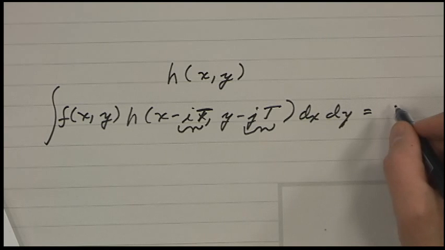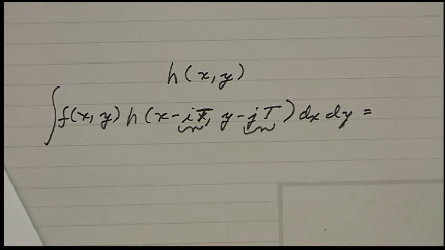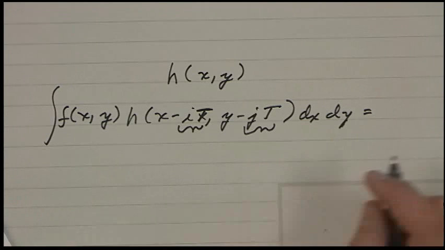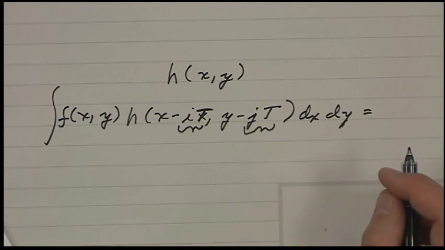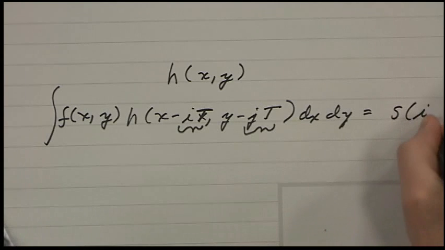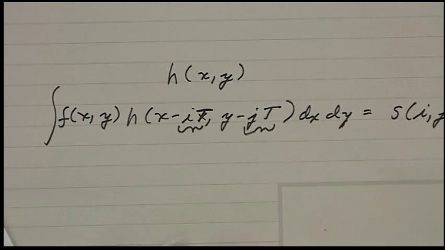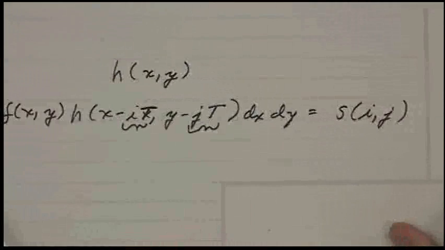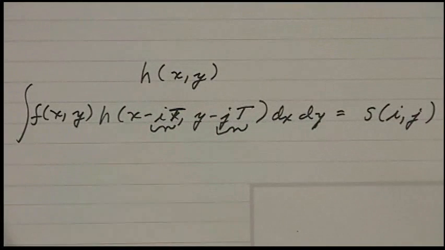I want to make my notes consistent. What am I calling that? I guess I'm calling it S m n, so S i j. That's the measurement from the ijth sensor, that integral.